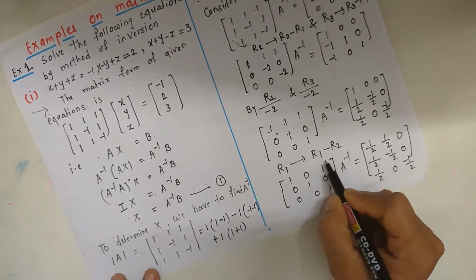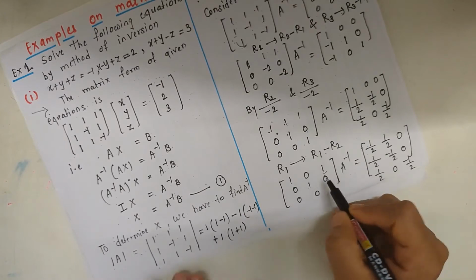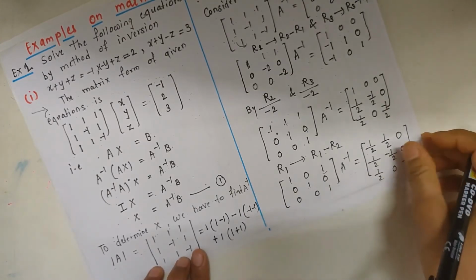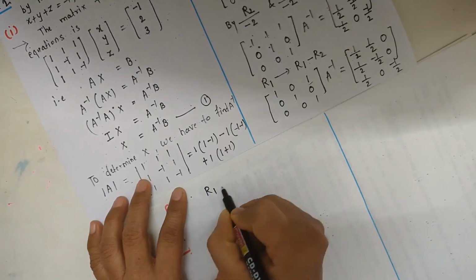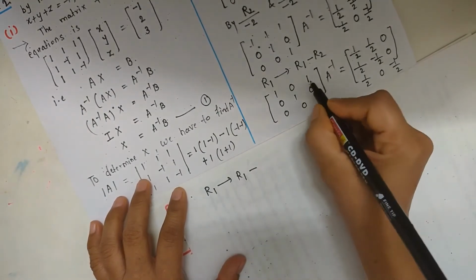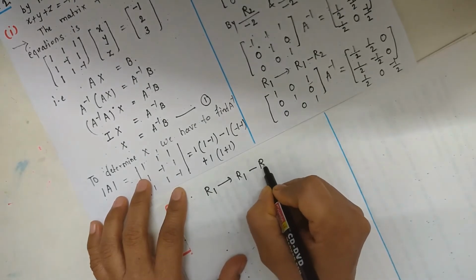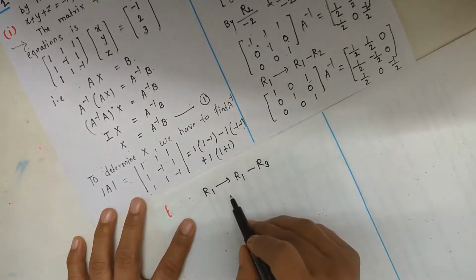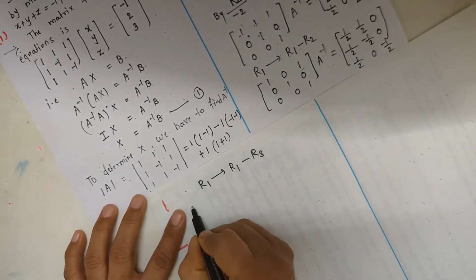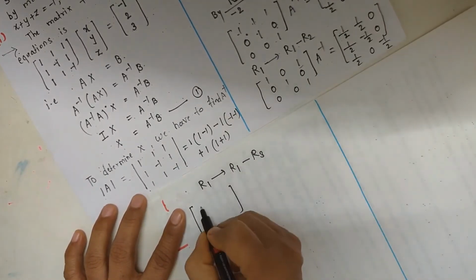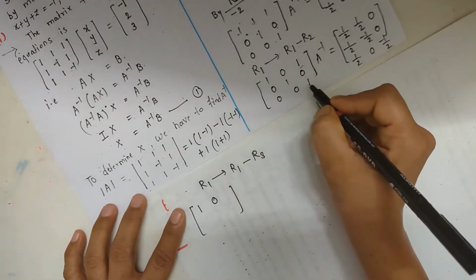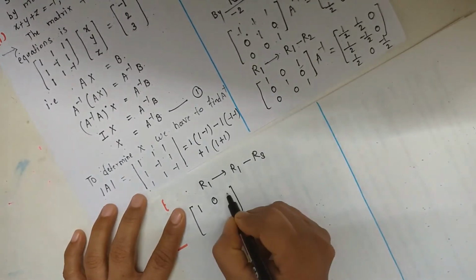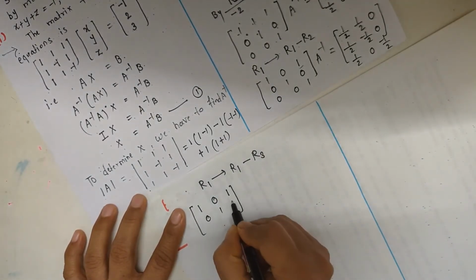Now the last element, this one, has to be reduced to 0. So applying the next transformation, for this one we apply the transformation on R1 such that R1 minus R3, using R3. We get R1 minus R3. Applying this transformation on this matrix, we get 1, 0, 1 minus 0 is 1, 0 minus 0 is 0, and 1 minus the R3 element 1 is 0, 1, 0.